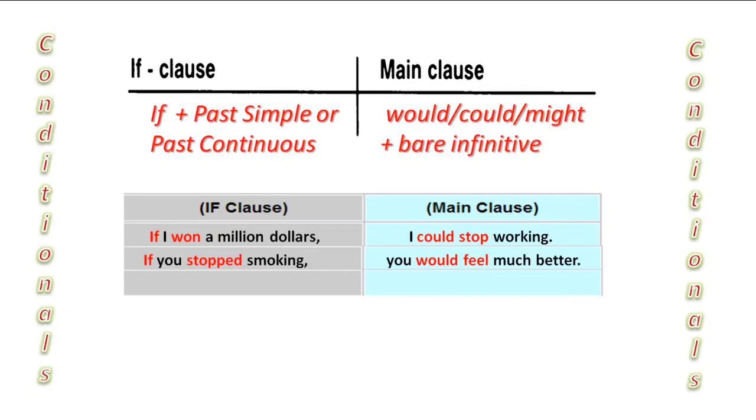If you stopped smoking, you would feel much better. If you saw a snake, what would you do? Notice that we are thinking about a future condition. We use the past simple to talk about the future condition. Somewhat strange. And we use would plus base verb to talk about the future result. The important thing about the second conditionals is that there is an unreal possibility that the condition will happen.